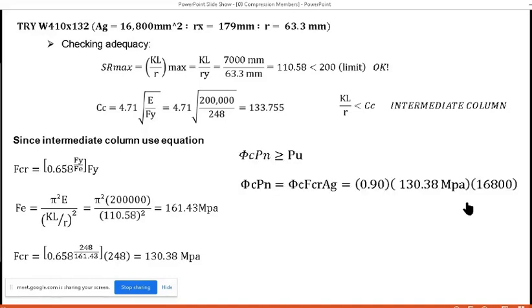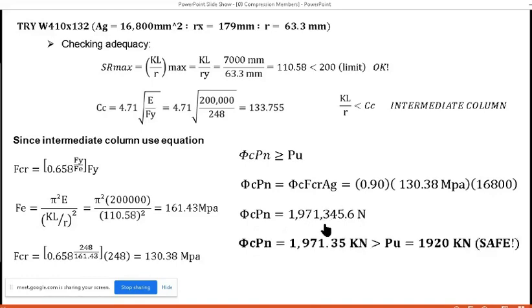So our design strength is equal to this value. So yung mga value na ito, given naman na siya, isubstitute nyo lang dito sa equation. So our design strength is equal to this value, which is actually greater than our ultimate load. So safe pa rin yung ating trial section. So yung trial section natin using LRFD is 410 by 132.